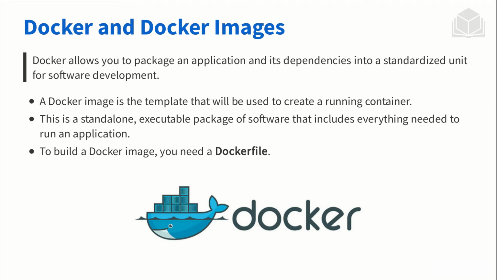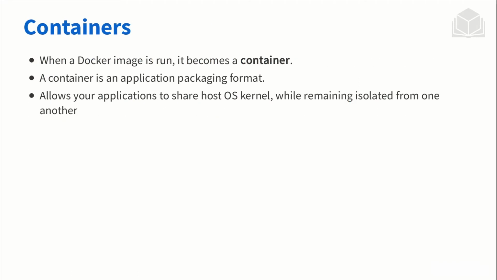And in order to build a Docker image, you'll need a Dockerfile. And incidentally, that's exactly the name of the file that you need. It's called Dockerfile, and you will see that in our environment, in our material. When a Docker image is run, it becomes a container. The container is an application packaging format, or actually, I'm skeptical on that. It could be the image is a packaging format and then the container is the running environment, right? So there is some correction for this slide, at least as far as I understand it.